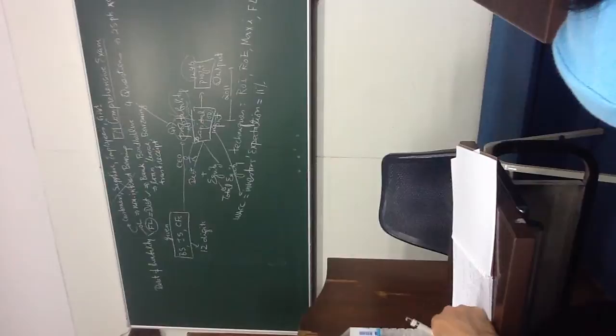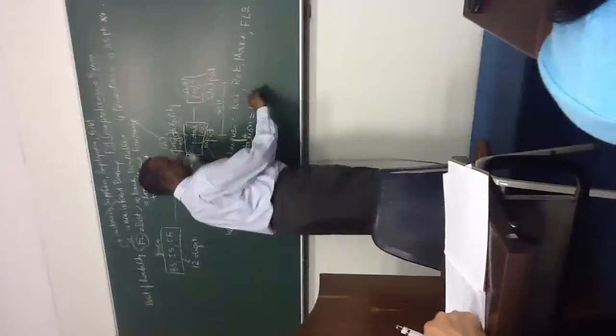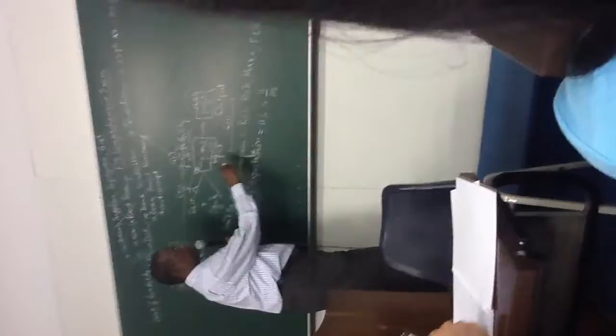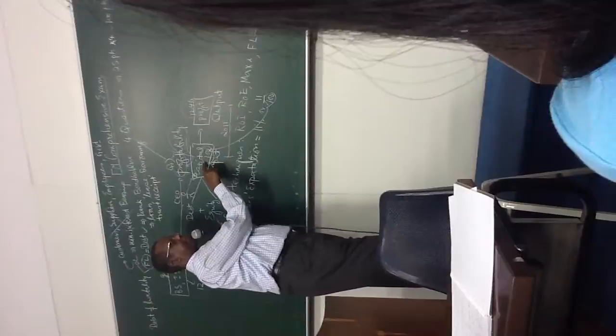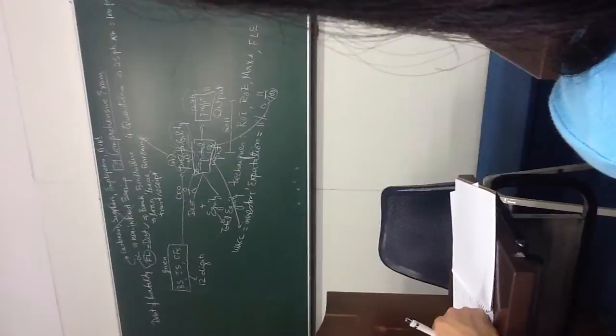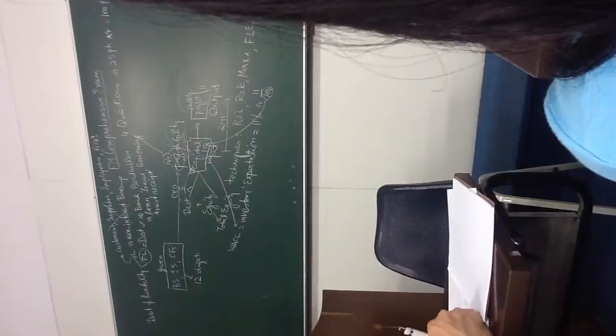You have to always interpret in terms of output and input. That's 11 over 100. Meaning, for every 100 baht they gave to this company, they required 11 baht profit. When they give that money, that's their expectation at the beginning of the year. They expected 11%.